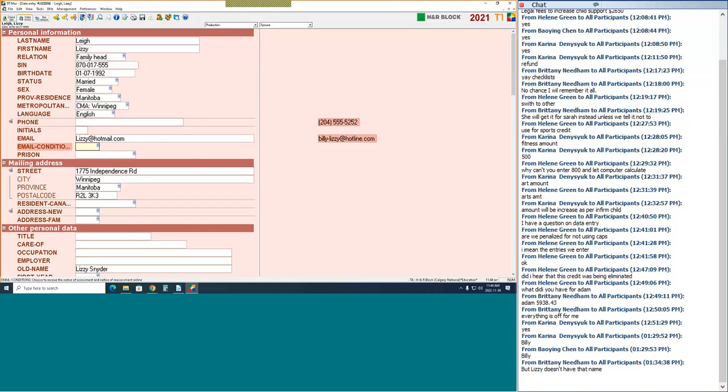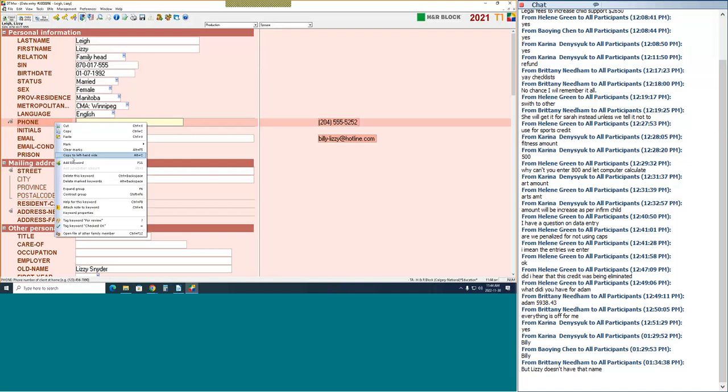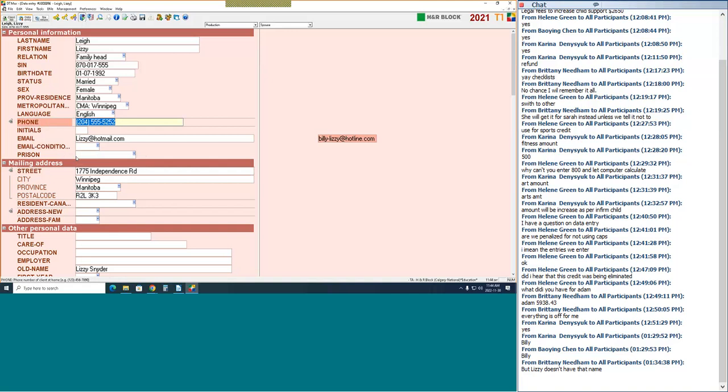Okay. If she's kept the phone number, because maybe originally that was her cell phone, we can copy the phone number over. We're going to select the phone number. Make sure you hit shift and click on it so it's highlighted. Then you can right click and copy that over to the left-hand side. If the phone number had changed, we would put in a new phone number.